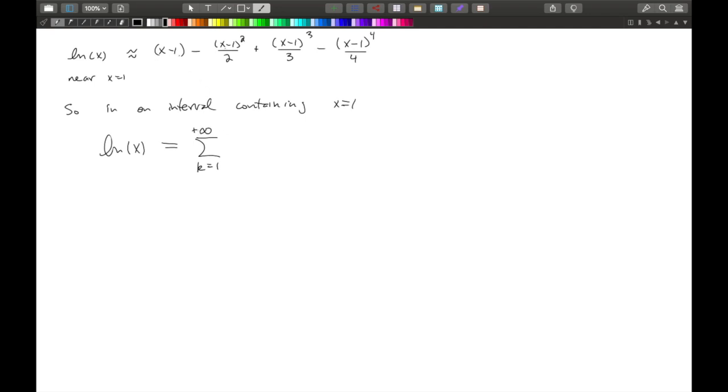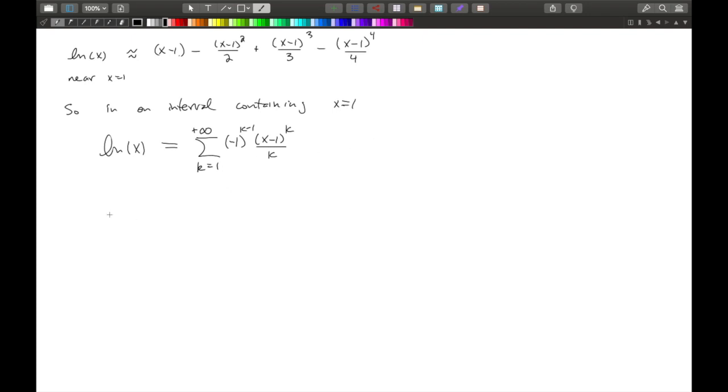We have these x minus 1s. Notice they're raised to the kth power. And notice in the partial series above, the denominator is just k. Also notice that the signs alternate. Once we start with a positive at k equals 1, we need to raise negative 1 to the k minus 1. So when we plug in 1, negative 1 gets raised to the 0 power. This is the full Taylor series of ln of x at x equal to 1.